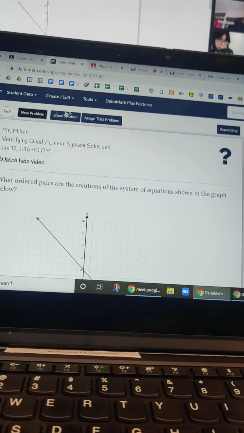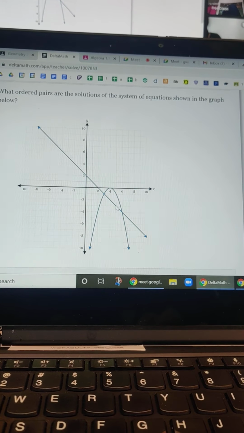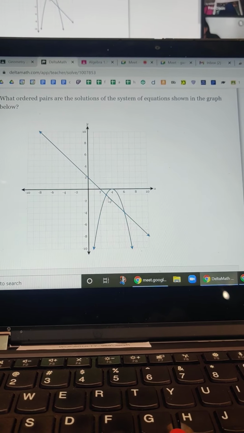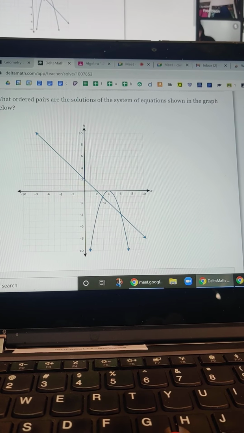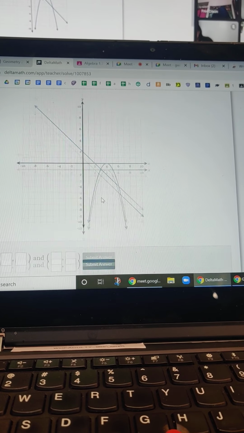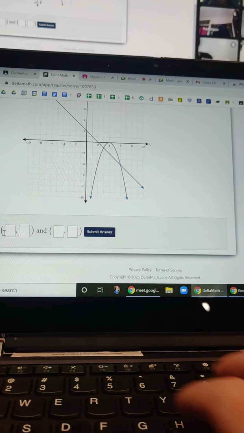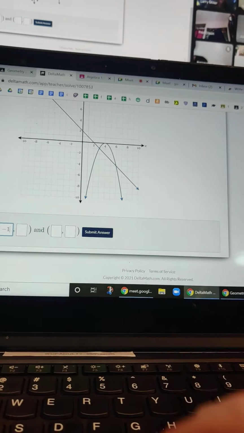All right. So this time we got a line intersecting a curve that's upside down. The curve's upside down. Still intersecting in 2 points. Here's 1 at 3 comma negative 1. So that's one answer: 3, negative 1.